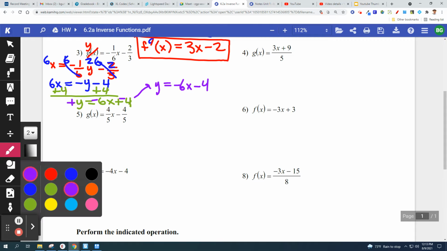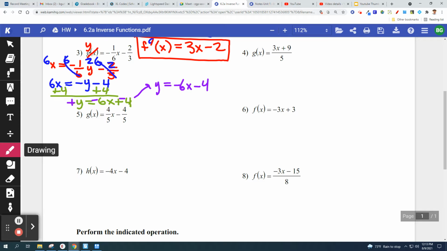Last step, change that back into your function notation. F prime of x, or f inverse, equals -6x minus 4.